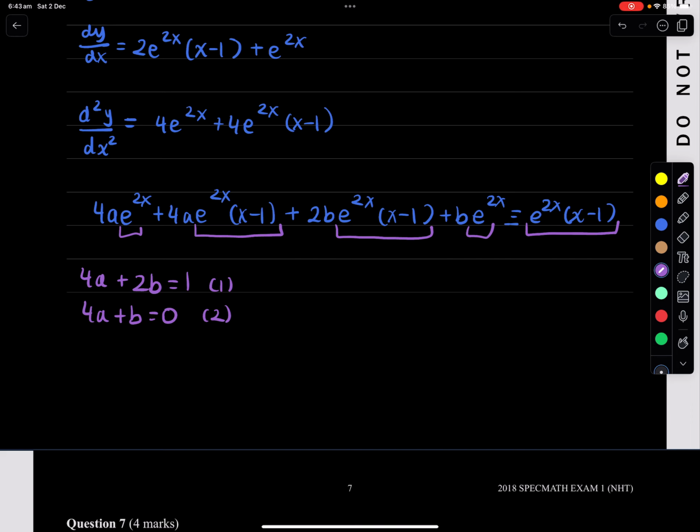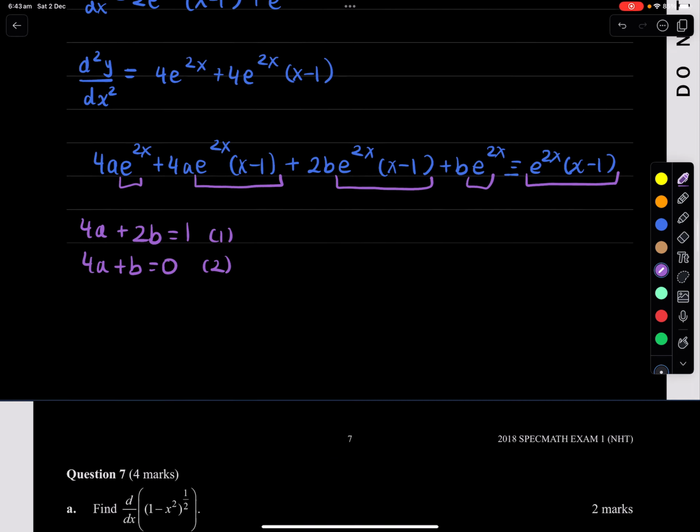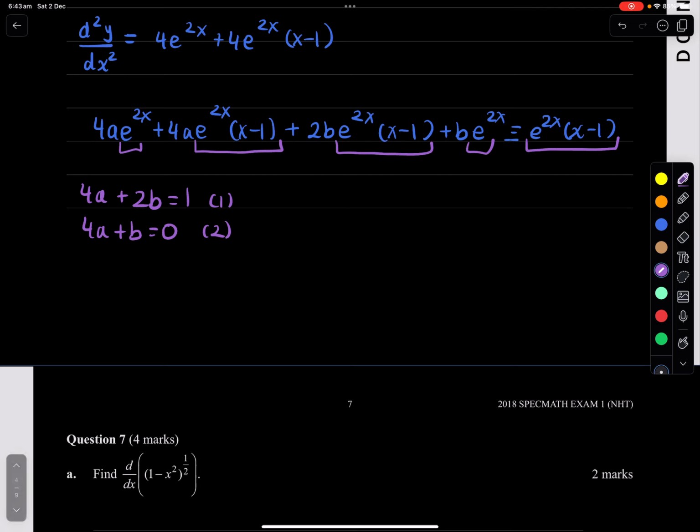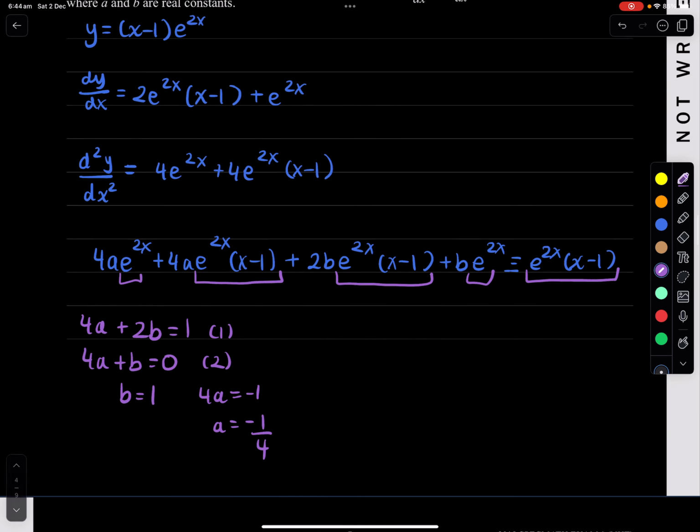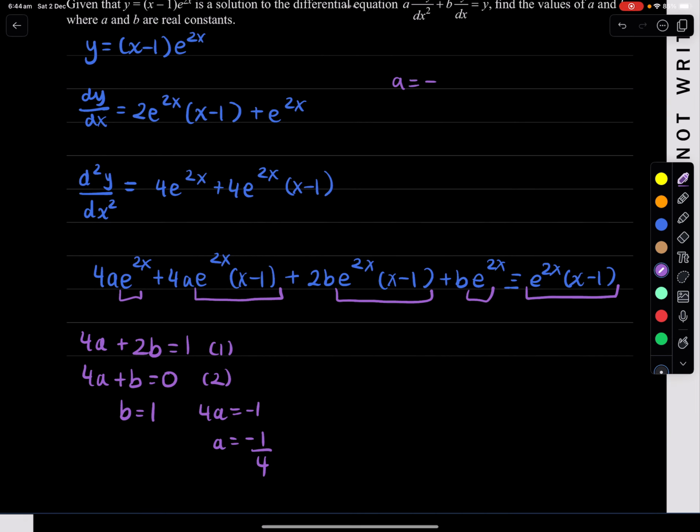And yes, we can calculate those values of a and b very nicely now. If I subtract equation 2 from equation 1, we get b. So 2b minus b, which is just b. 1 minus 0, which is 1. So b is equal to 1. And I'm just going to substitute b into this one to find a. So 4a equals -1. Hence a is just -1/4. Hence we got our values. So the a value is -1/4, and your b value is 1. Nice. Those are your solutions.